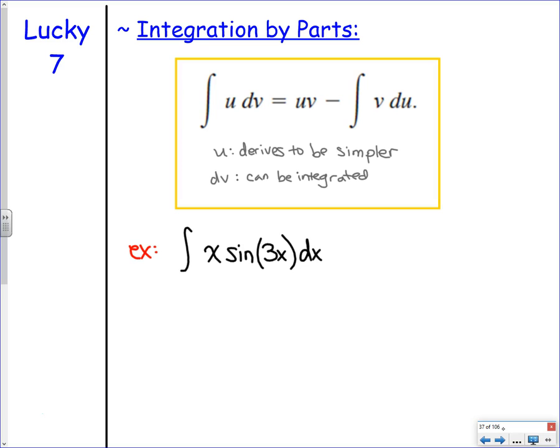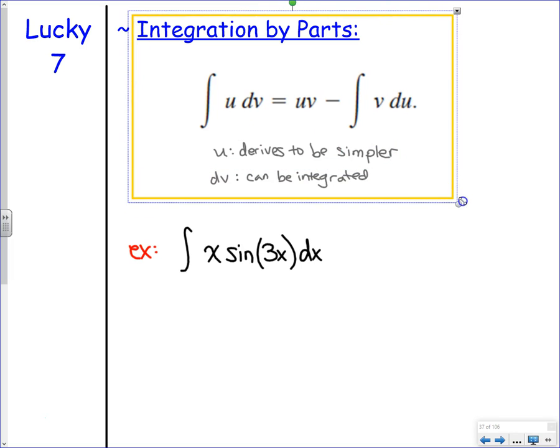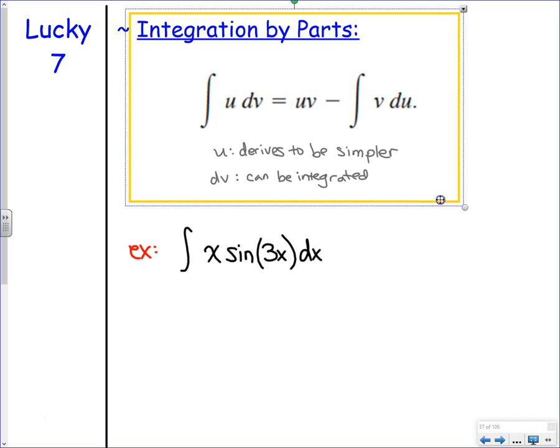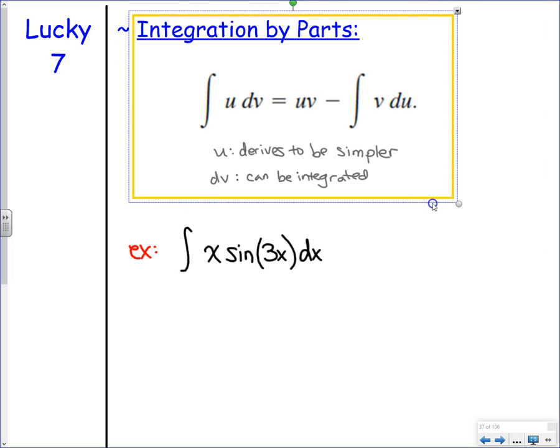Integration by parts. I'm going to call it Lucky 7. Stand and Deliver called it Tic-Tac-Toe, but that was only one version. Just be careful, Tic-Tac-Toe is not always helpful, I don't think. Tic-Tac-Toe is called the tabular method. Is this another form? Yeah.